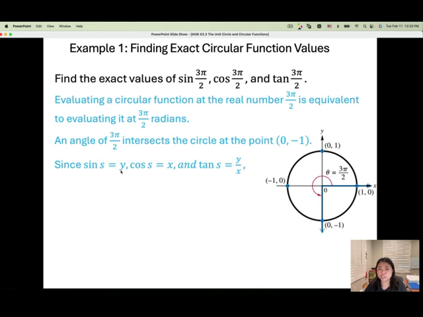Now, what is the coordinate of y here? That's -1, right? So we know that sine 3 pi over 2 will be equal to -1. Same idea for the cosine. Cosine 3 pi over 2 will be equal to the coordinate of x, which is going to be equal to 0. And then tangent will be y over x. So that will be -1 over 0. And remember that this is undefined, because the domain of the tangent cannot be equal to 270.